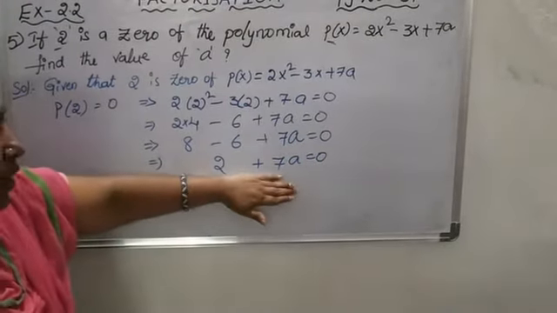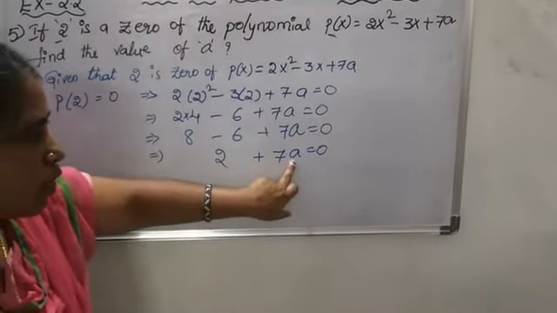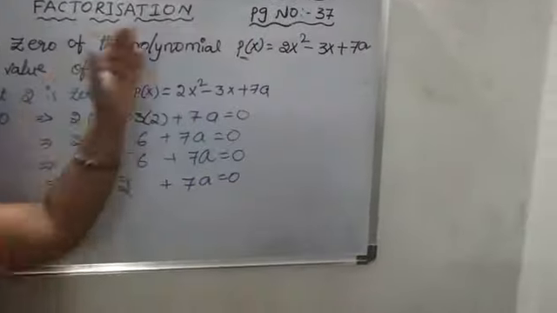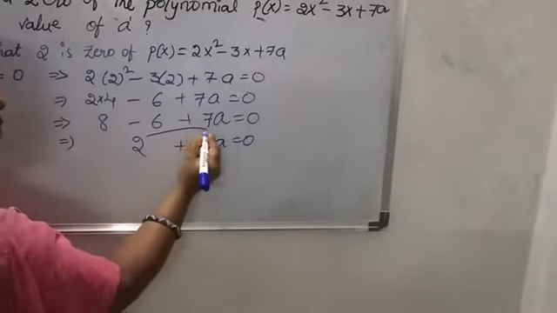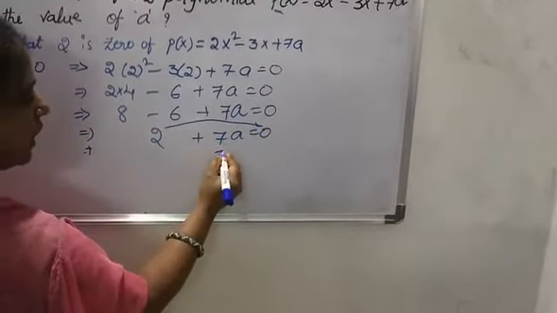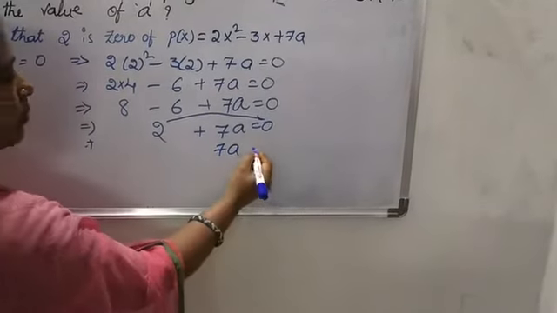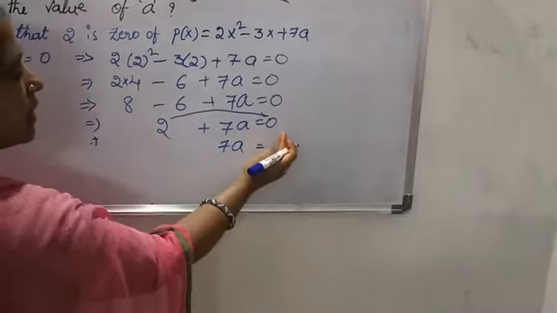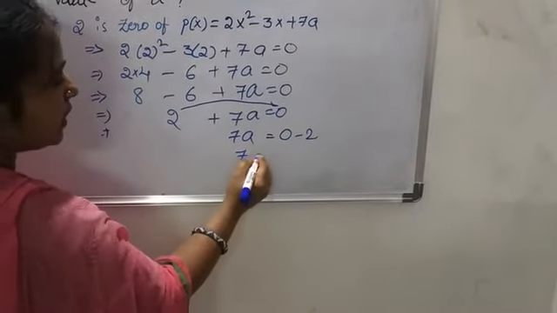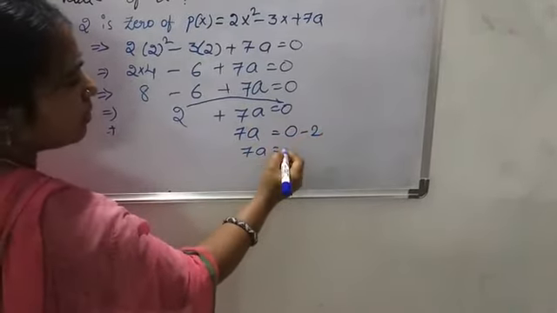Here, but from this we have to find the value of a. For that we transpose 2 from LHS to RHS. So transpose this 2 from LHS to RHS. Then the remaining is 7a is equal to 0 minus 2, nothing but minus 2.